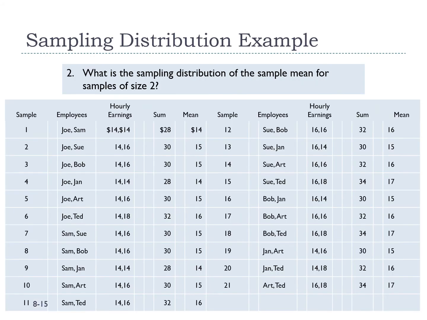Second question, what is the sampling distribution of the sample mean for samples of size 2? In other words, you want to find the possible outcomes when your sample has 2 observations. So for instance, you want to pair Joe with Sam, Joe with Sue, Joe with Bobs, and so on.